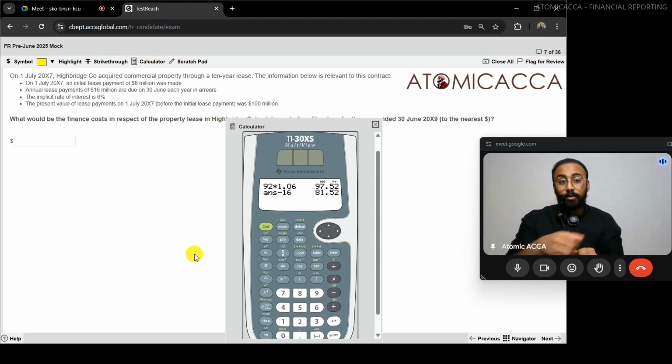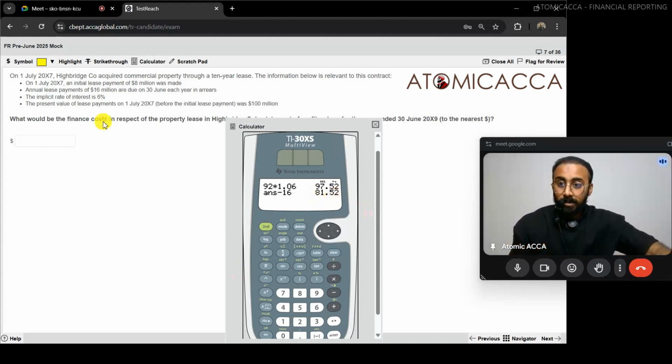Now this becomes the opening balance for the second year. What do we need in this question? We need the finance cost of the second year. How to calculate that? It will be whatever percentage is there on the opening balance. What is the opening balance? 81.52 million. What is the interest rate? 6%. So this answer multiplied by 6%, 0.06.